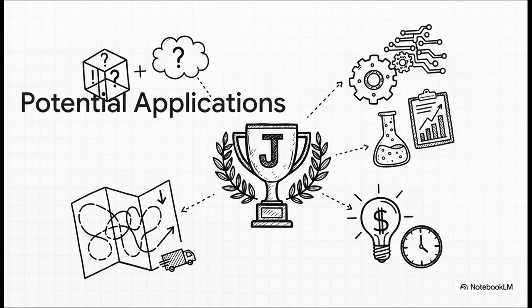So why does all this matter? Well, because optimization is absolutely everywhere. It's used to design more efficient engineering systems, to streamline scientific research, you name it. Jaya gives people in all these fields a really powerful tool they can start using immediately, without needing to be an expert in tuning parameters.